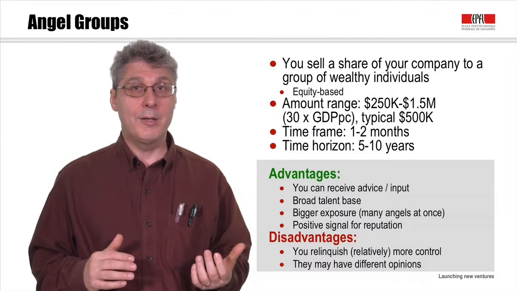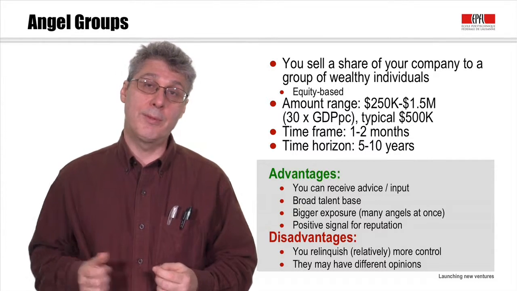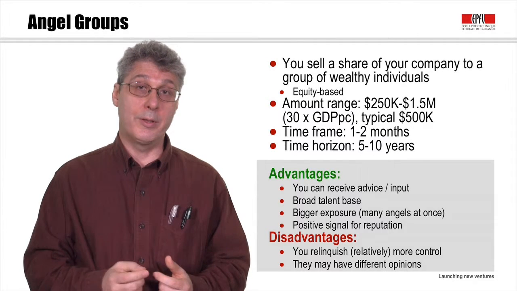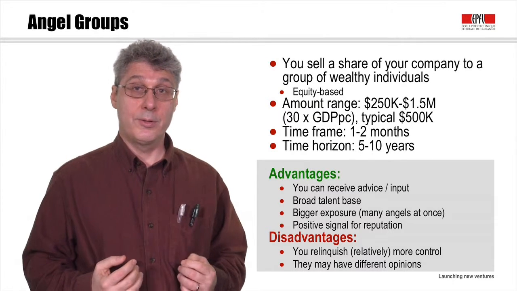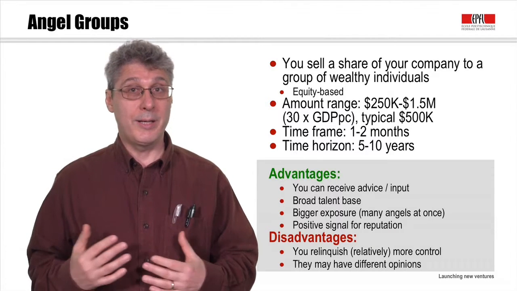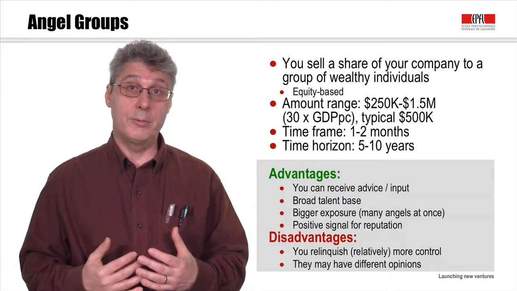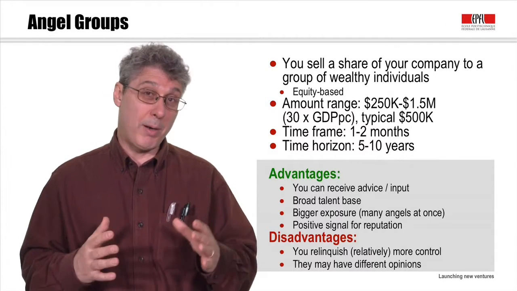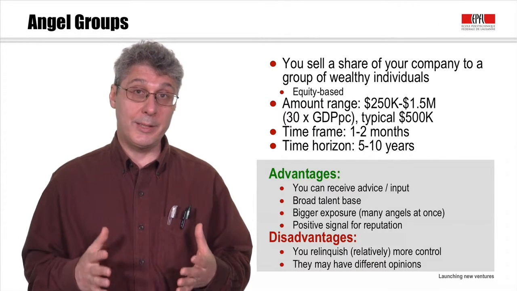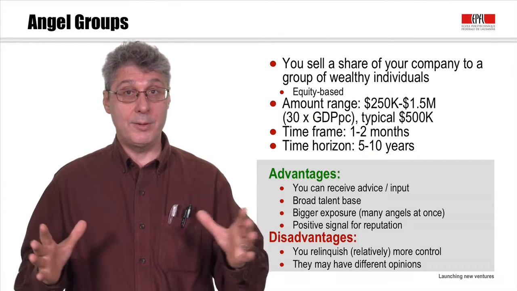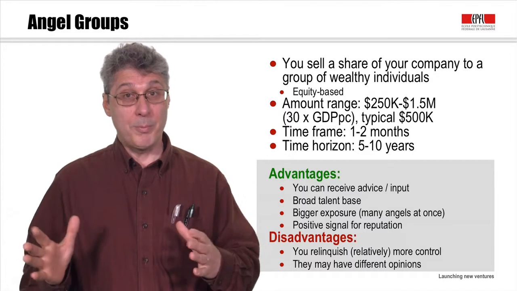Disadvantages. Of course, here you are, just like we talked about in the last segment, going to give up a little bit of control of your company. And you're going to have to give up a little bit of the decision rights, depending on your negotiation with the group. There'll probably be one lead angel investor, and that person will be the primary point of contact, but you are going to have to deal with several people.